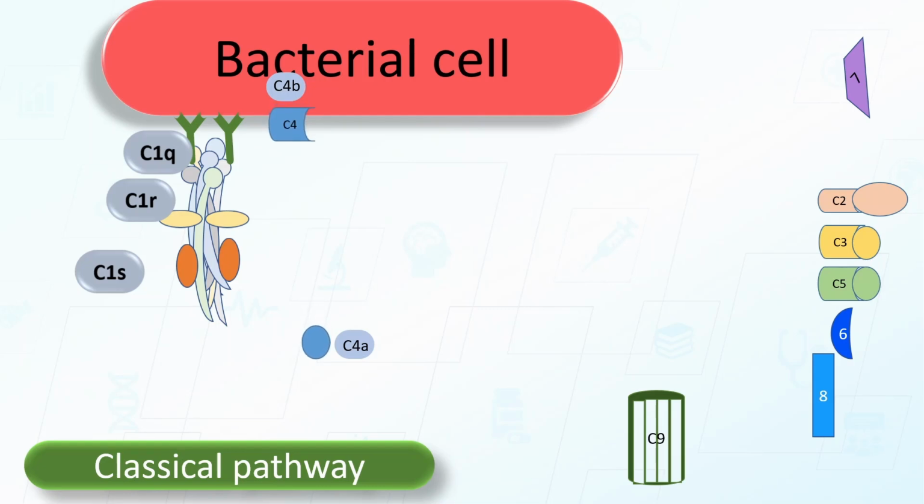So once C4 is cleaved, it will create 2 components, a smaller component which is labeled as small letter a and a larger component which is labeled as small letter b. So C4 will lead to creation of C4b and C4a. You can take a for active component and b for binding. So the binding will remain on the surface of the antigen.